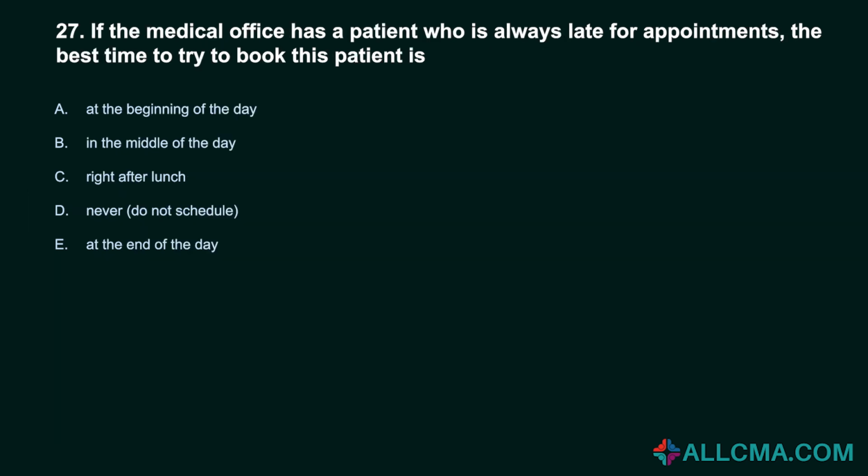27. If the medical office has a patient who is always late for appointments, the best time to try to book this patient is A. At the beginning of the day. B. In the middle of the day. C. Right after lunch. D. Never, do not schedule. E. At the end of the day. Correct answer, A. At the beginning of the day.